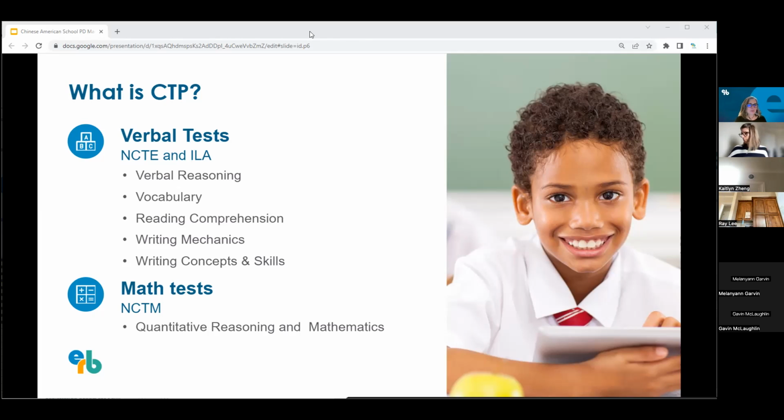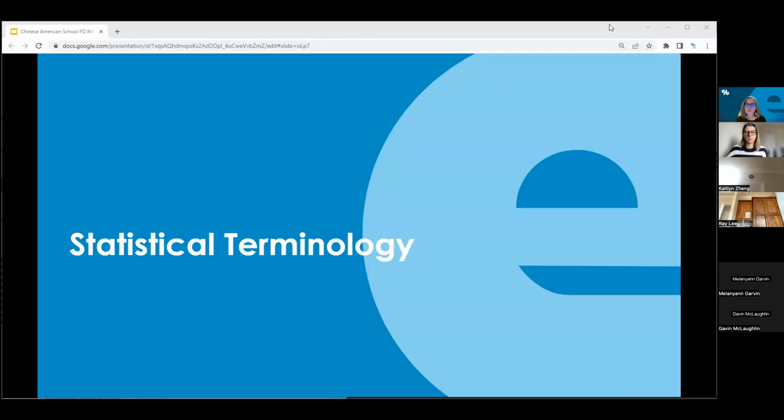So just an overview of the CTP itself. Now I'm going to give a quick overview of some of the statistical terminology that we'll be talking about today, just some broad strokes, and then we'll look at some different reports, which will help you understand how your school is doing overall, but also the individual report that you receive about your child.